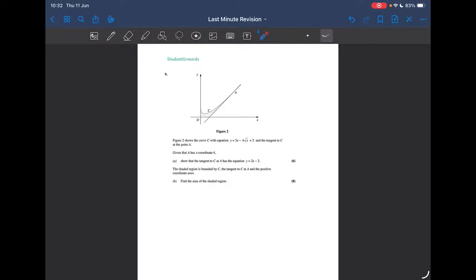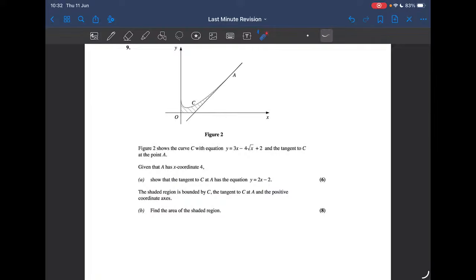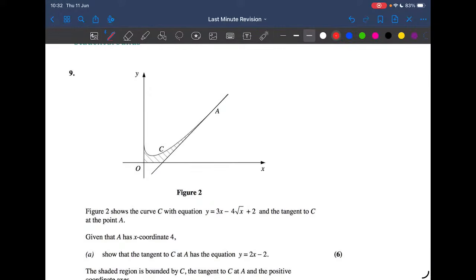This is a few bits done it because this has got, you can see a tangent, and we've got the area between the curve and the tangent. So what do we need to do? We have this curve, we want to differentiate it, has an x coordinate of 4, find the tangent, and find the area between them. Okay, so dy dx, what we're going to get, 3, it's not a bigger 3, is it? 3. This is minus 4x to the half.